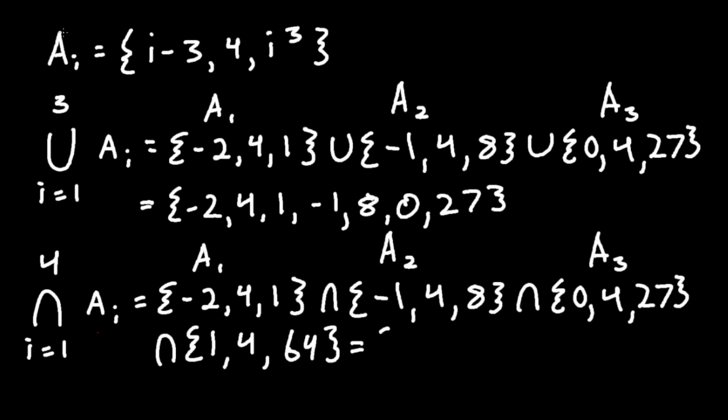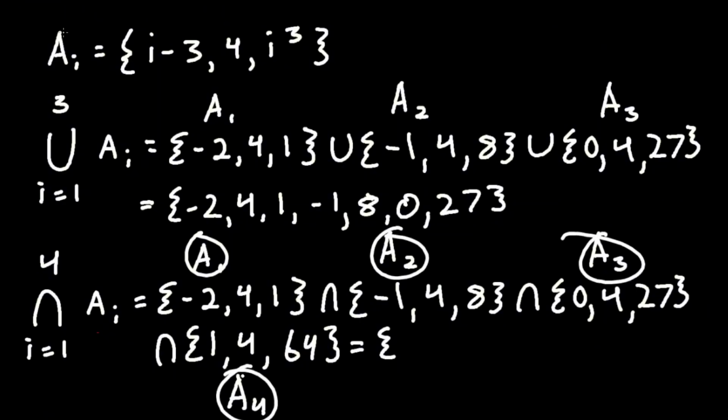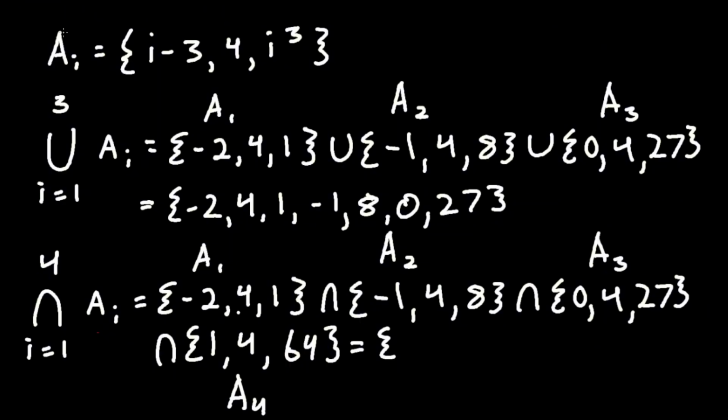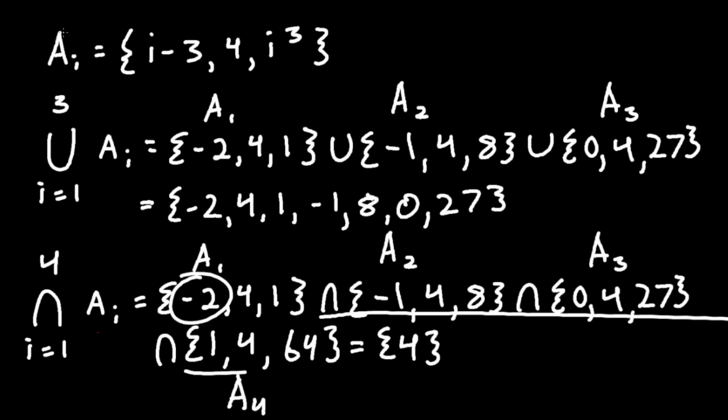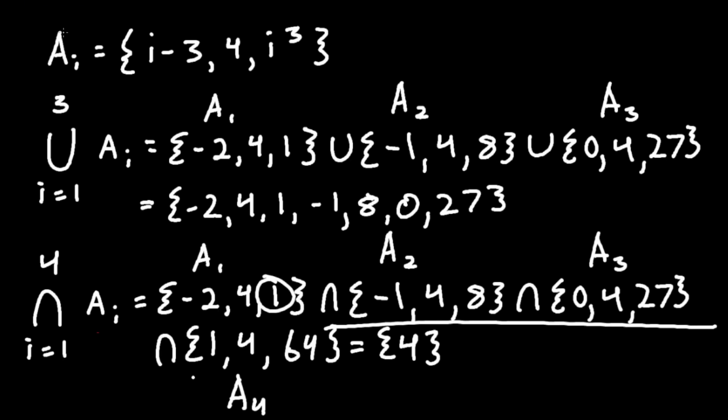All right. So what's the intersection between all of these sets, right? A of 1, A of 2, A of 3, and A of 4. Well, the intersection between all of these is just 4. Right? That's the only similarity they have between all of these sets, right? We have a negative 2 here in A of 1, but we don't have a negative 2 in all other sets. We have a 1 here, but we don't have a 1 in all other sets, right? You get the point, right? The only number that's in all of the sets is just 4.